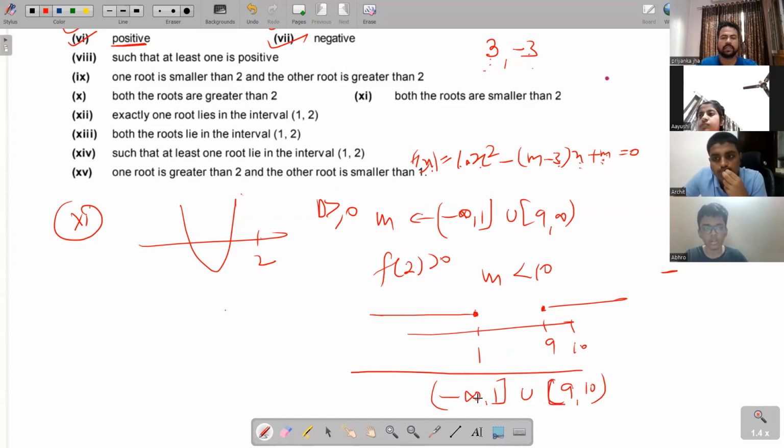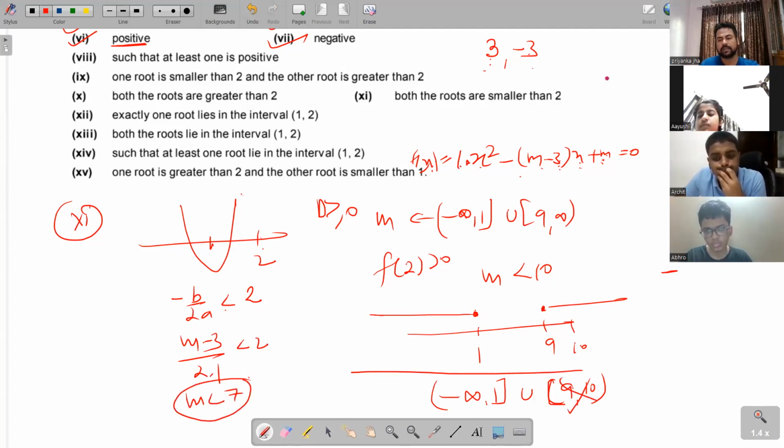But one minute, let me check this. Okay, do one more thing. So the vertex would be less than 2. So minus b by 2a is less than 2. Now if you see, minus half is okay. So what is b? b is minus of m minus 3. So minus minus plus, so m minus 3 upon 2. a is 1. So m has to be less than 7. See, so this interval can't exist because m has to be less than 7. Right? So our answer is this one.